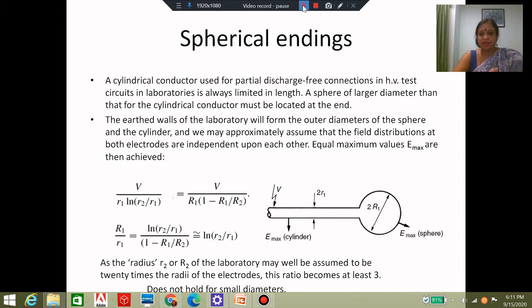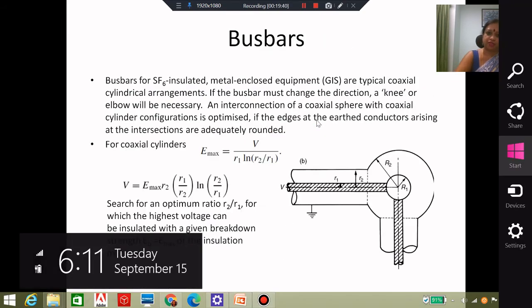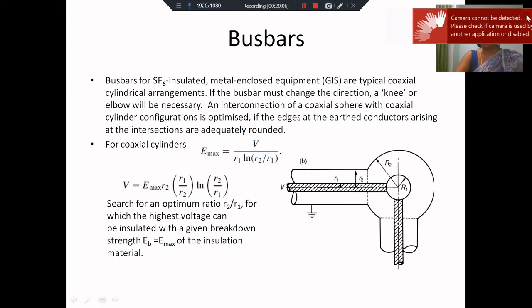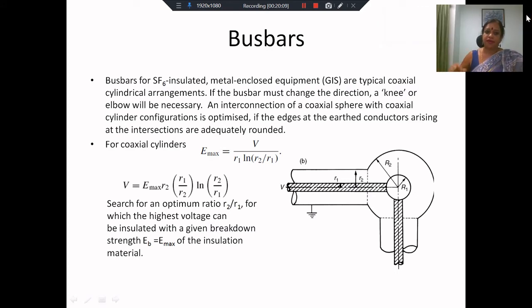Now, to extend this discussion, let us consider the case of busbars. Bus bars are especially important with respect to the gas insulated substations that I was talking about. In gas insulated substations, you have all the equipment, all the apparatus enclosed with gas. So bus bars are the conductors which are taken over large lengths from one place to another, and they are not necessarily always going in the same direction. Very often, these bus bars are typically coaxial cylindrical arrangements. So our discussion with respect to coaxial cylindrical arrangements will work here.